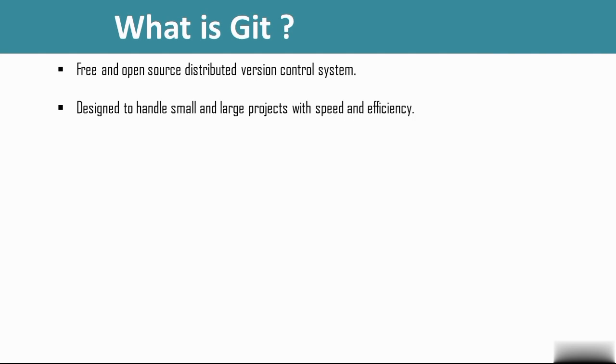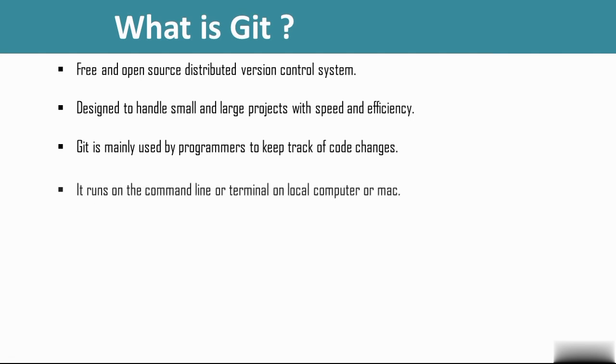Git is mainly used by programmers, developers mainly, to keep track of code changes, although it can be used by other people who are also not programmers. Anyone actually can use Git, but it is primarily used by programmers and developers to keep track of code changes. Git runs on the command line of a computer. If you're on Windows, it will run on the command line, or if you are on a Mac, then you can run it via the terminal.